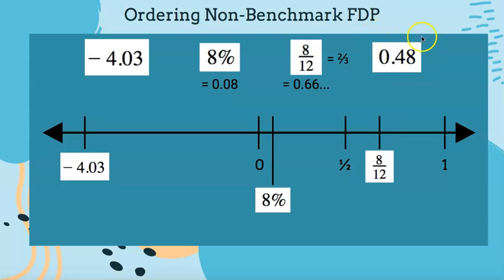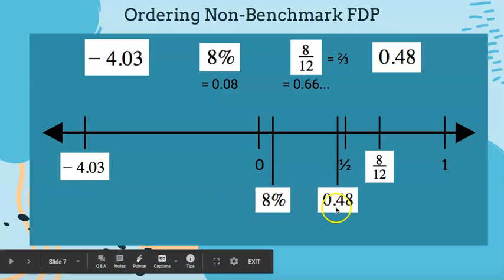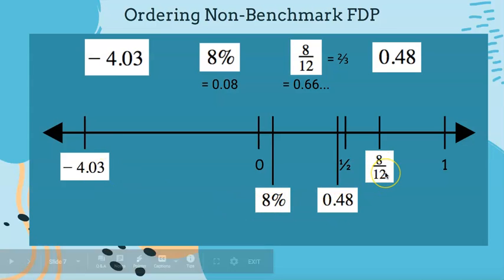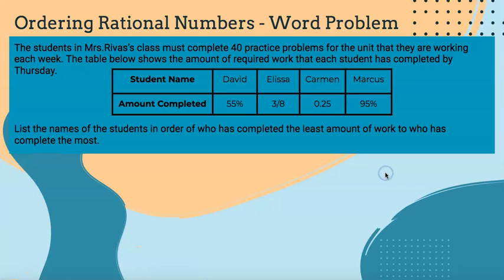Lastly, we have 48/100, which we know, again, that 1/2 is 50/100. 48 is less than that, so it goes a little bit to the left of that 1/2, a little less than that, right there on our number line. So now we have these in order from least to greatest: -4 3/100, 8%, 48/100, and 8/12. That is the correct order.